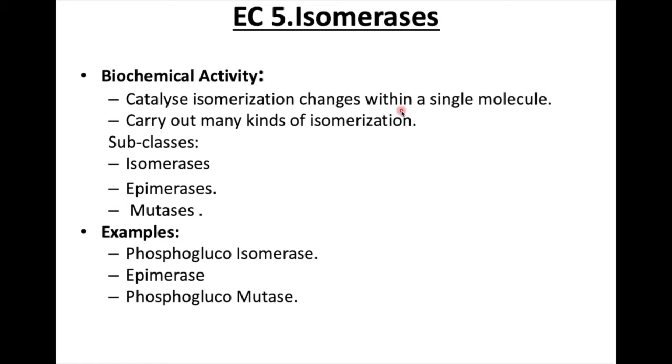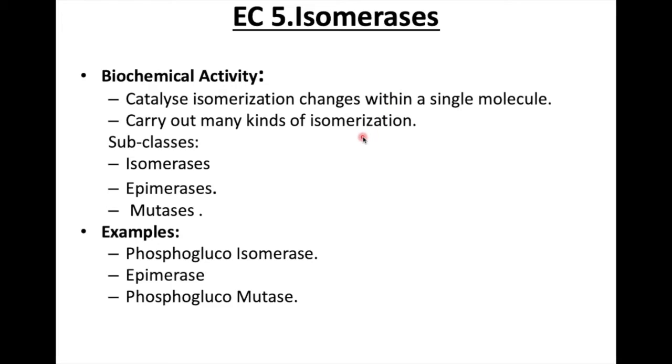It may be geometric or structural changes which convert a molecule from one isomer to the other isomer. Isomers are the molecules with identical molecular formula. Identical molecular formula means the same number of atoms of each element, but there is a distinct arrangement of these atoms in space.